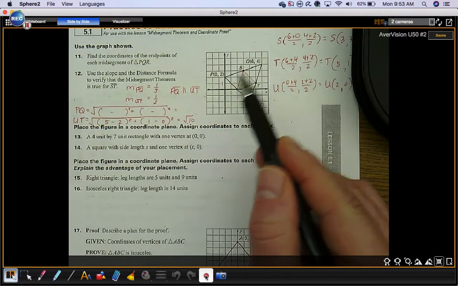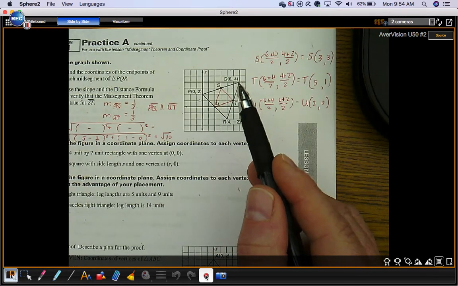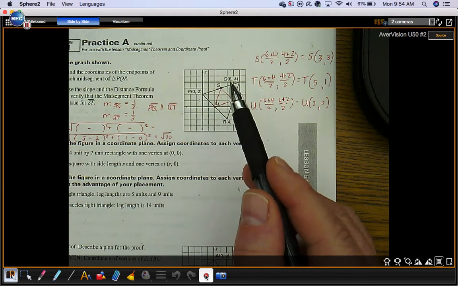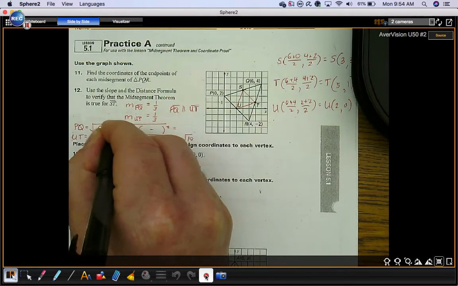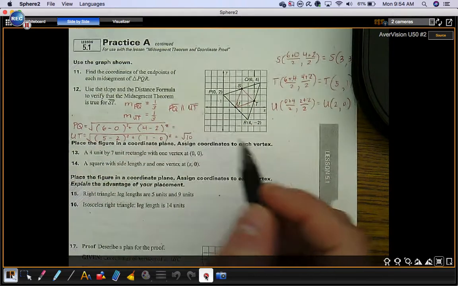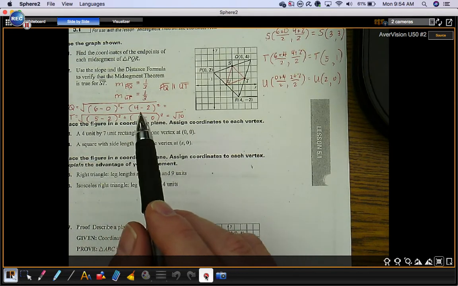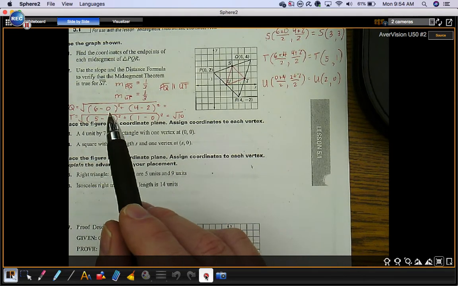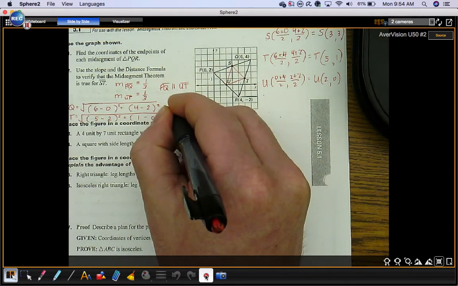P to Q, how long is this segment? Well, P lives at (0, 2). Q lives at (6, 4). So let's do 6 minus 0, and let's do 4 minus 2. And again, I'm going to attempt to do this without a calculator. 6 minus 0 is 6. 4 minus 2 is 2. 6 squared is 36. 2 squared is 4. This is the square root of 40.